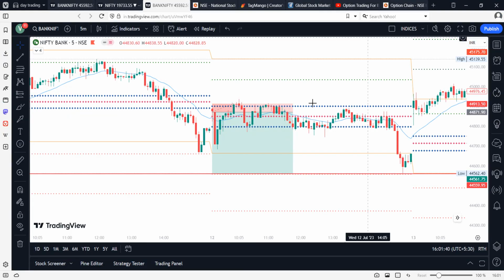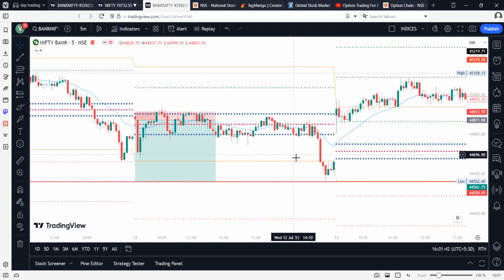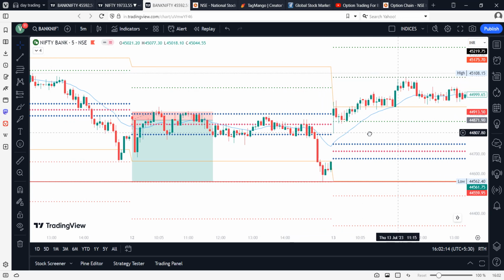Now, what is the trend here? The trend here is downtrend because it is below the CPR. When will the trend change? I will give you 5 seconds. Please ask yourself when the change from downtrend to uptrend happens. 1, 2, 3, 4, 5. The change from downtrend to uptrend happens only if it closes above the R1. Now it hasn't closed above R1, so it is still downtrend.